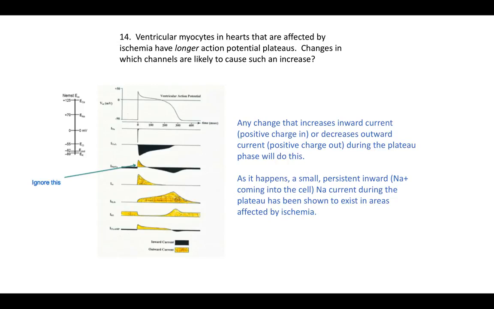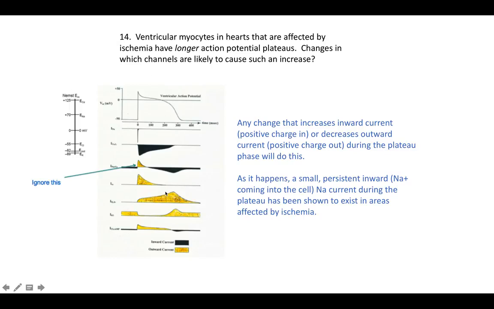So our next question: you have ventricular myocytes and hearts that are affected by ischemia. They have longer action potential plateaus. What changes in which channels might tend to make this happen? If you have any kind of an increase in inward current, let's say an increase in calcium current or sodium calcium exchange current, that'll lengthen this plateau because you'll be bringing more positive charge in, and that will tend to make the voltage hang up longer and higher.